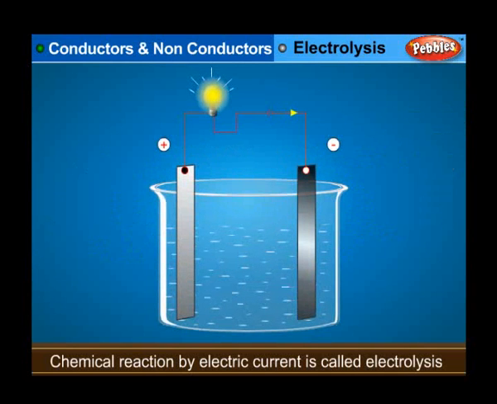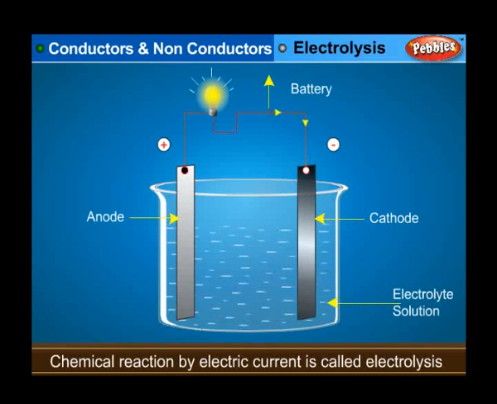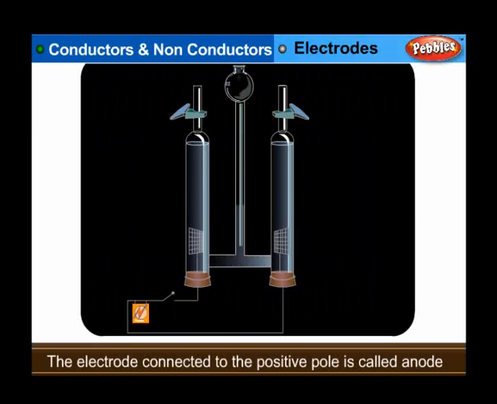Take a beaker containing water mixed with a little dilute sulfuric acid. Immerse 2 carbon, that is, graphite rods into this solution. Connect the 2 rods to the 2 terminals of a battery through an electric bulb using copper wires. The bulb glows. You will notice that bubbles of gases are liberated at the 2 carbon rods. Electrodes. The electrode connected to the positive pole of the battery is called the anode, while the other one connected to the negative pole is called the cathode.